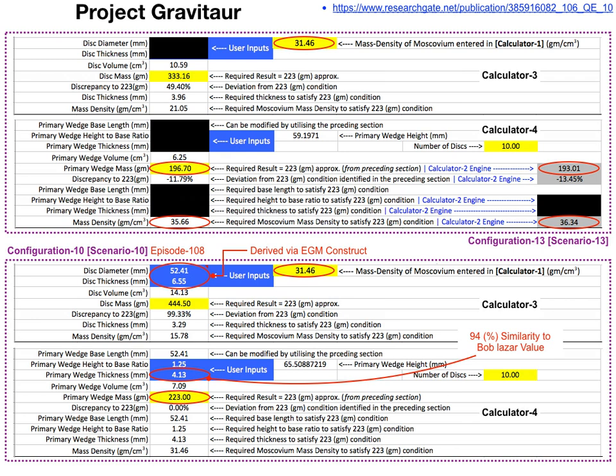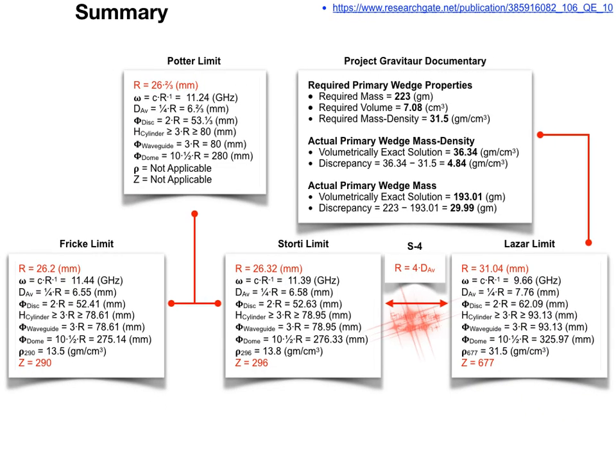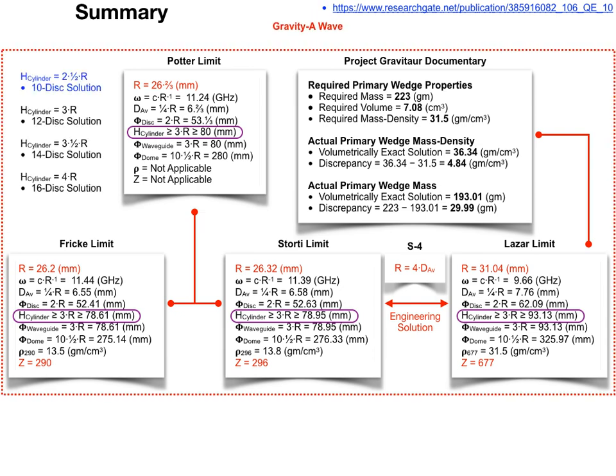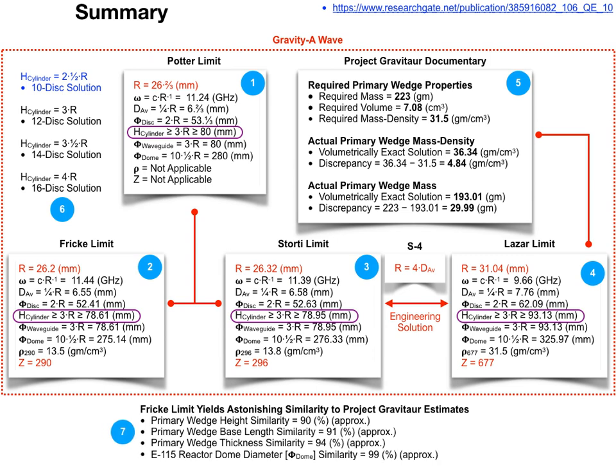Okay, let's now summarise what we have learned. Our analysis yields 7 key artefacts. The first artefact is the Potter limit. The Potter limit is a set of boundary conditions defined by Emeritus Professor Paul Edmund Potter based upon his investigation and interpretation of Bob Lazar's claims.